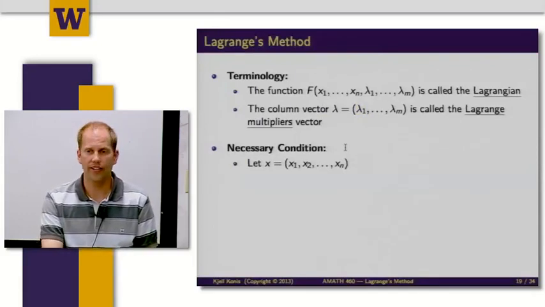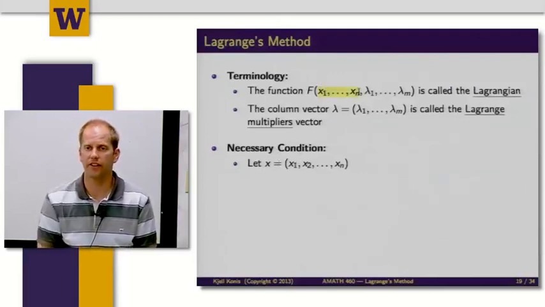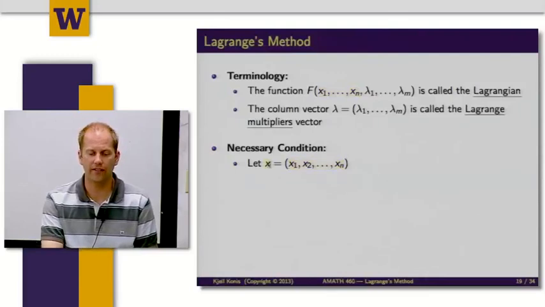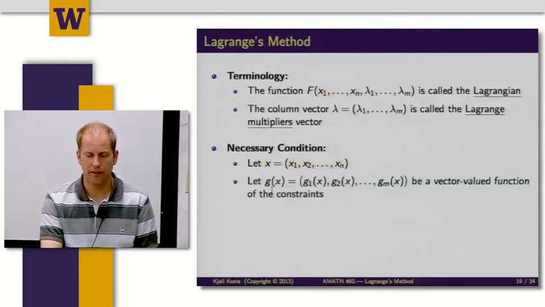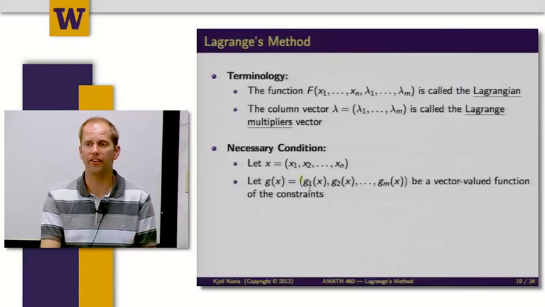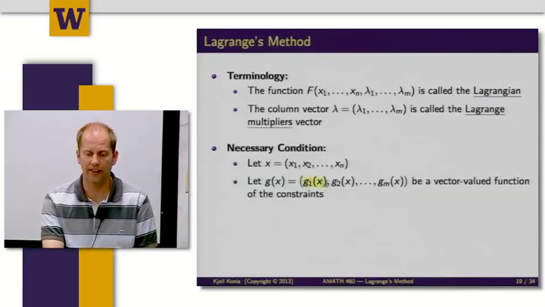And then there's one necessary condition for this method to work. If I rename the inputs to the original objective function, lowercase f, I'm going to put those in a vector and just call that x. And then if I let g of x be this vector-valued function, remember again when I put parentheses around a row, what I really mean is a column vector. So this is a column vector that has g1 as its first element, g2 as its second element, and so on. So it's a vector-valued function of the constraints.